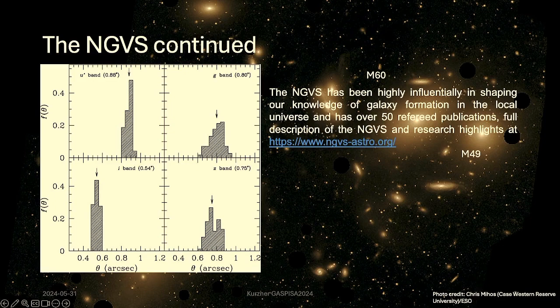And the NGVS itself was published in 2012 with the first paper. We've had over 50 science results using NGVS data since. If you're interested, you can check out the website, or you could ask me about some in your particular field of interest if you'd like to chat.